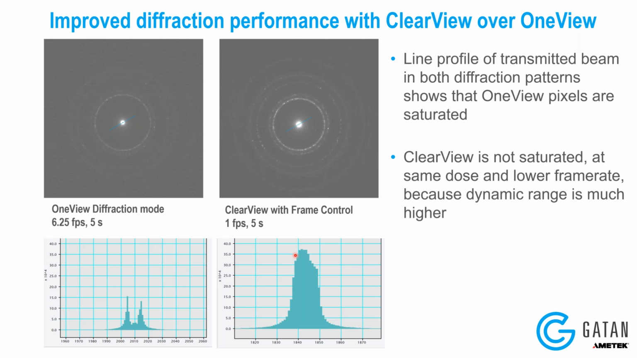And so in this case, you're able to use a lower frame rate with the ClearView camera and not saturate the center disk at all in your diffraction pattern, which combined means that you're getting way better signal to noise and way better dynamic range with the ClearView camera compared to the OneView camera here.